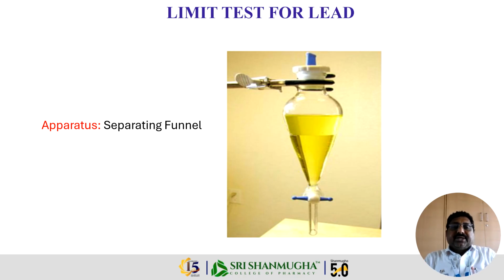The apparatus used in this test is the separating funnel. Separating funnel is used for liquid-liquid extraction. It helps to separate the aqueous layer and the chloroform layer. During shaking, the lead complex moves into the chloroform layer. After separation, the chloroform layer is collected. So proper cleaning of apparatus is important to avoid error.